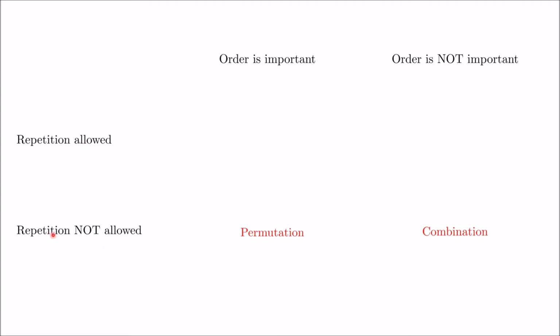So for example, repetition not allowed, and then order is important. This scenario has a special formal name, and that's called a permutation. And a combination for this scenario, where there are no repetitions, and order is not important. I'm not sure if these 2 other possibilities in these 2 scenarios have actual formal proper names. I don't think they do.